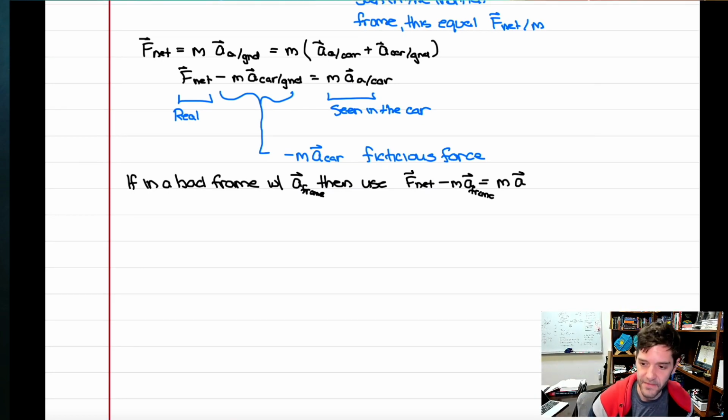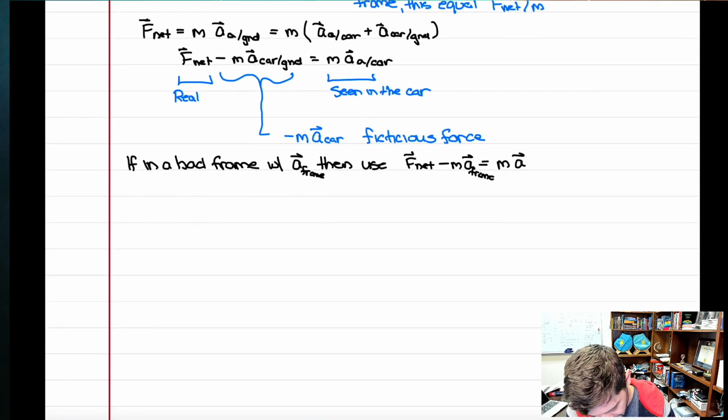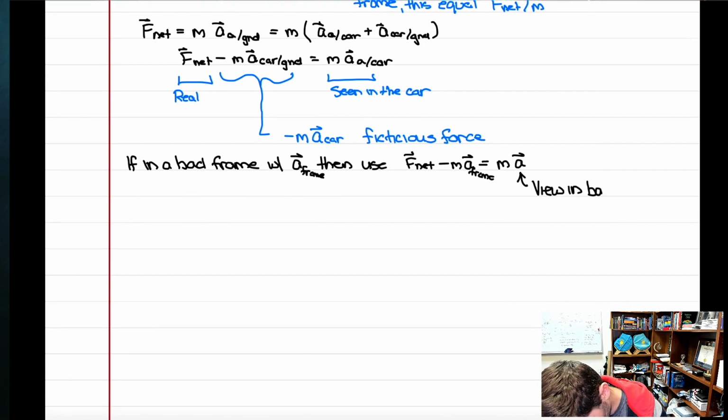Then don't use F net equals m times the acceleration in your frame, but F net minus m times the frame's acceleration. And this is equal to m times a, where this a is as viewed in the bad frame. And that is definitely worth a highlight.